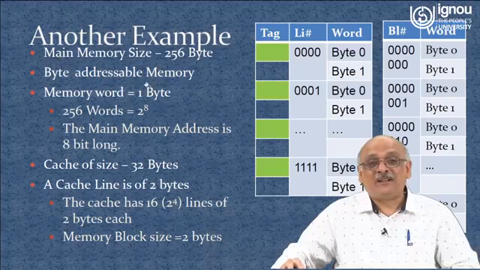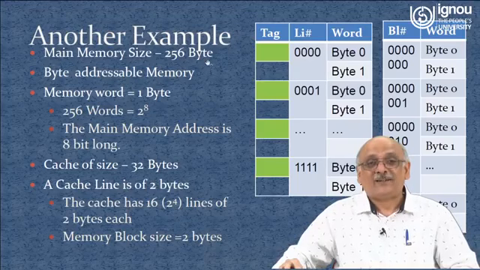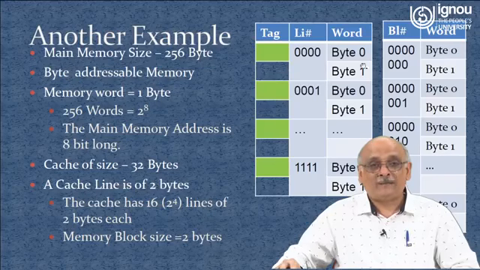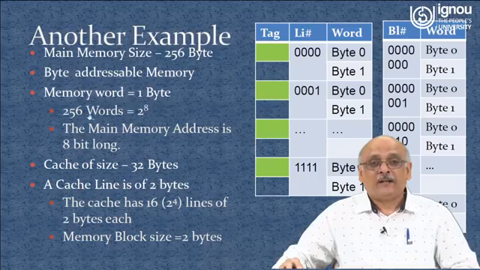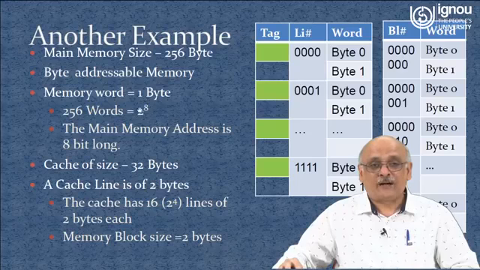And in this example, our memory size is 256 bytes. So we have reduced, right? So memory size is 256 bytes. Byte addressable memory means one word of memory happens to be 1 byte. Then 256 words is equal to 2 to the power 8. So our main memory address is 8 bits long.